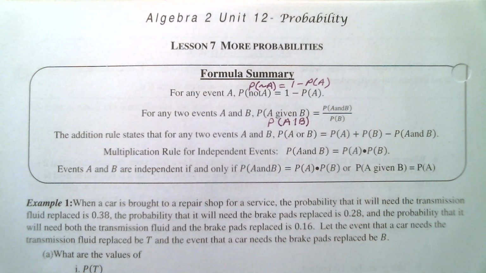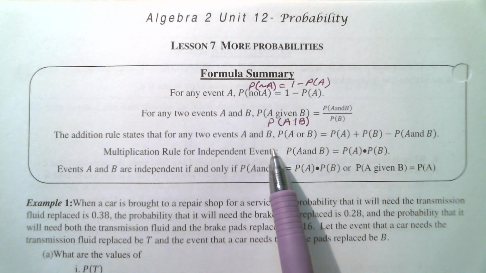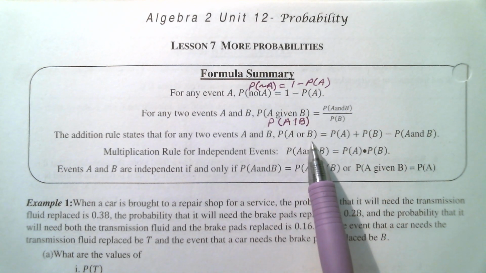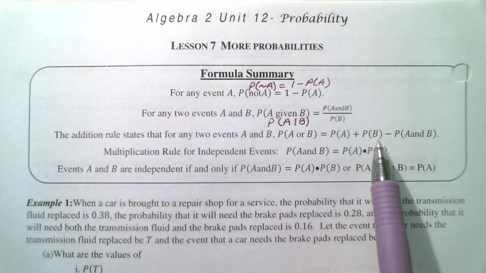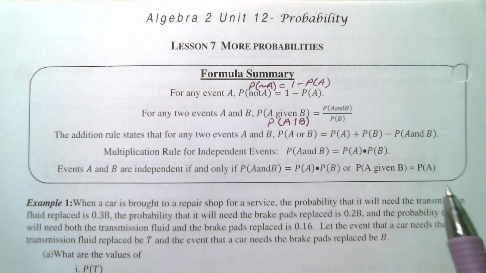The addition rule states for any two events A and B, the probability of A or B equals the probability of A plus the probability of B minus the probability of A and B. Remember our symbol for and.